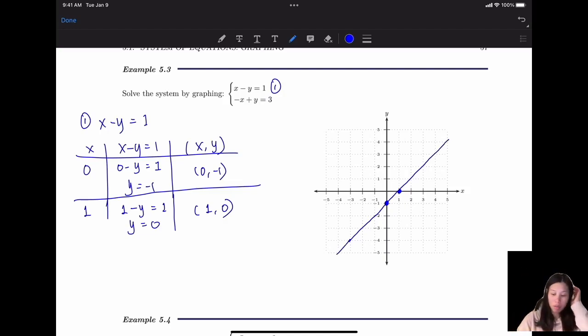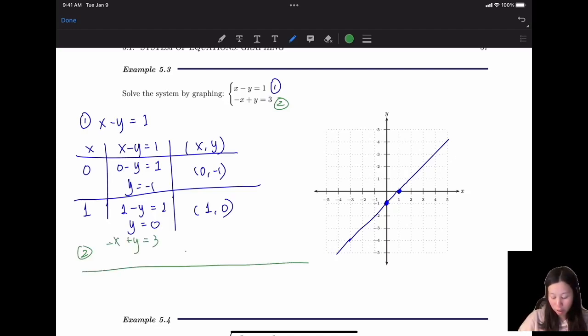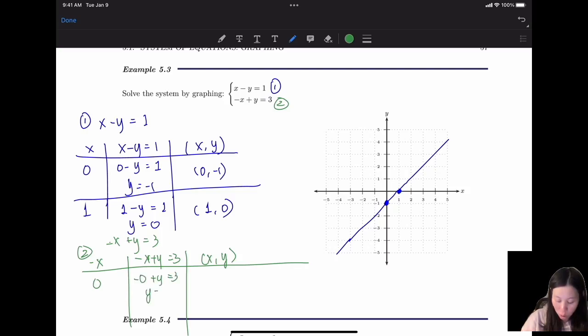Okay, after we find the first line, I'm going to use a different color of pen to find the second line. I have negative x plus y equals 3. Again, we make the t-table with negative x plus y equals 3, x and y. When x equals 0, I have negative 0 plus y equals 3. So y is equal to 3. I have 0 and 3. I label here 0 and 3. It's on the y-intercept.